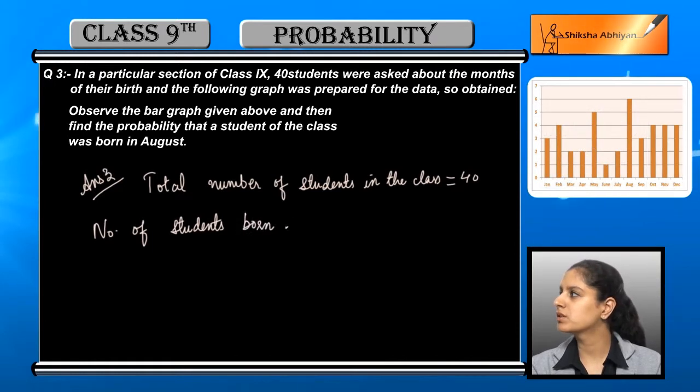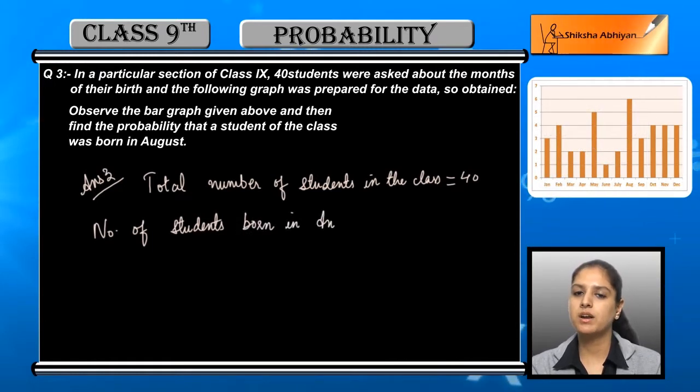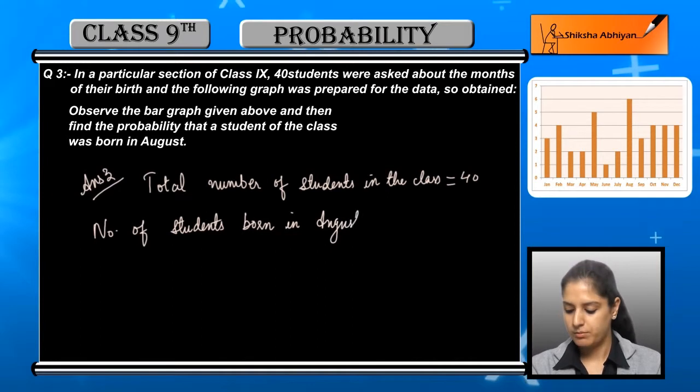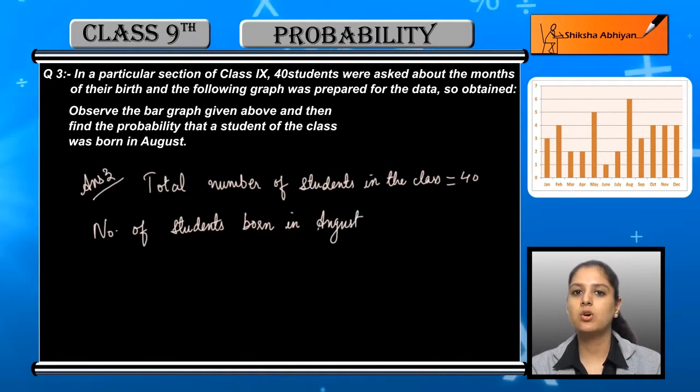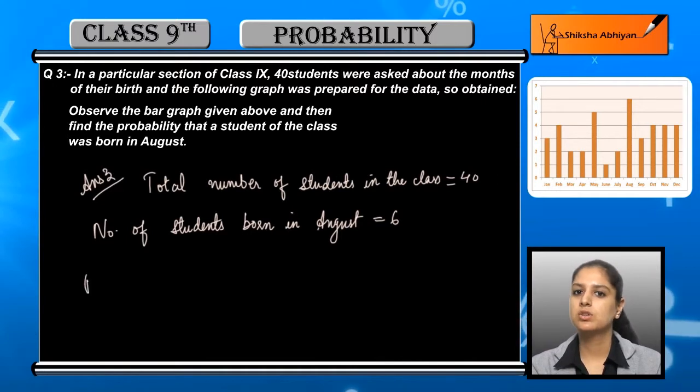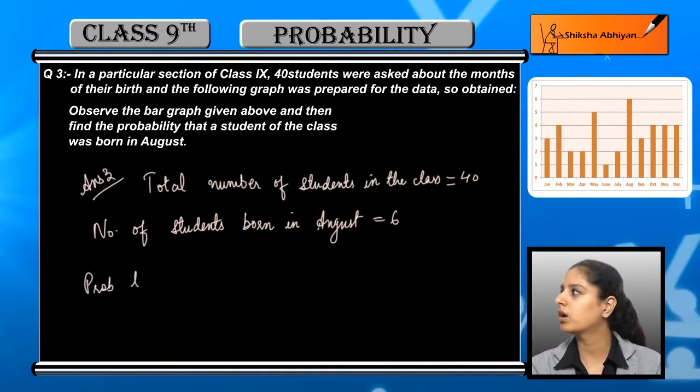So number of students that are born in August अगर हम bar graph से check करें, so bar graph पे clearly you can see the August वाला जो सा हमारा bar है, it is equivalent to 6. So there are 6 students that are born in August.